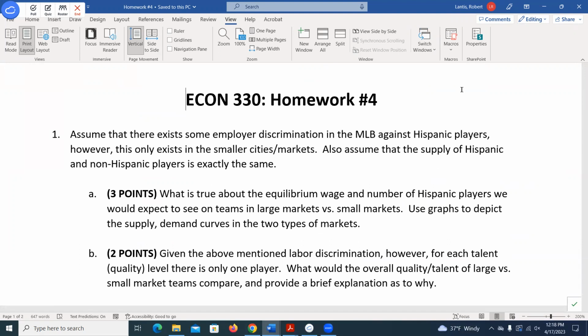Problem one of the last homework set: assume that you've got employer discrimination against Hispanic players, but it only exists in smaller cities. We've got the same supply of Hispanic and non-Hispanic players. I might change something as we work through this that wasn't on the homework, to show you how we could complicate this further. But we want to compare the equilibrium wage and the number of Hispanic players on large versus small market teams. Here we're holding the quality of the player constant, and thinking about how the role of large and small markets and this practice of discrimination impact the wages we would expect to see.